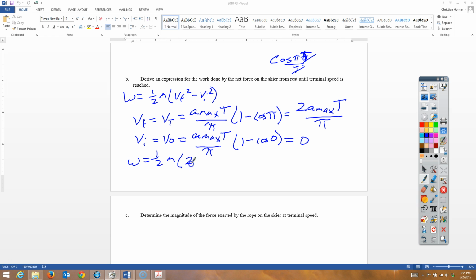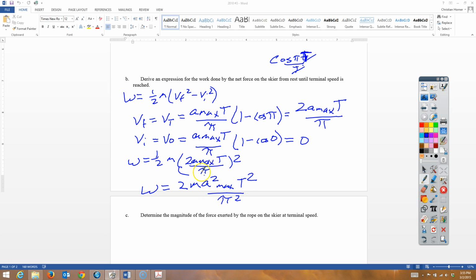So this is going to be 2 times the maximum acceleration times the time, and then we divide that over pi, and then this whole thing is squared. At this point, we can go ahead and square this side. When we do that, we're going to go ahead and do our math. We end up with work is equal to 2 times the mass, times a squared max. So our maximum acceleration squared times time squared all over pi squared.